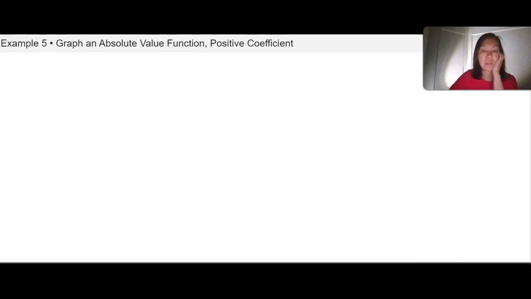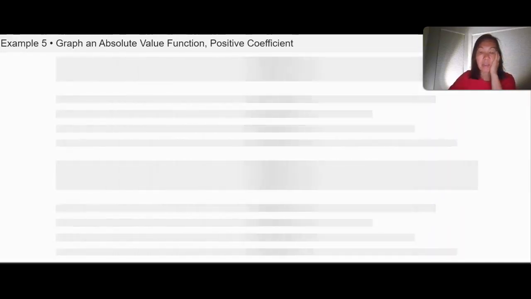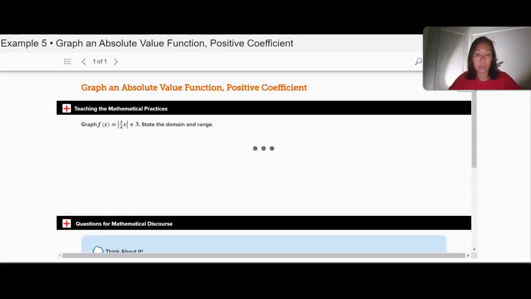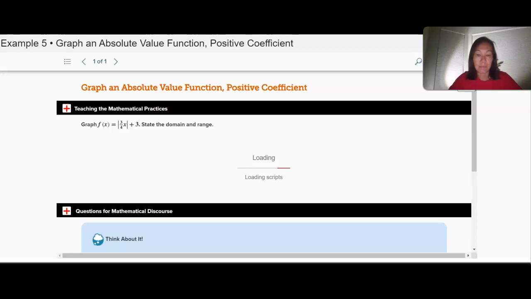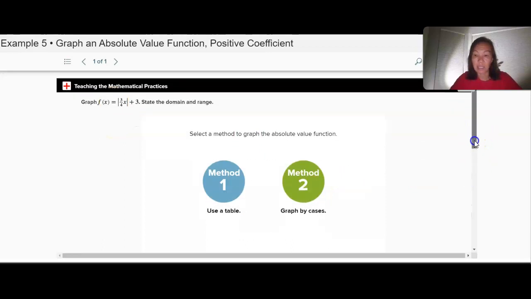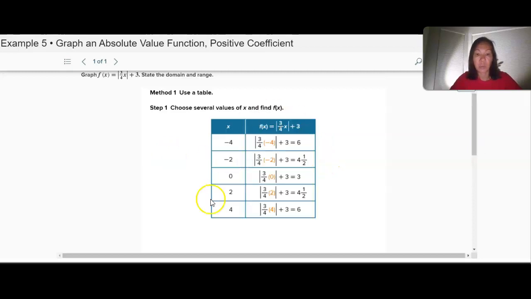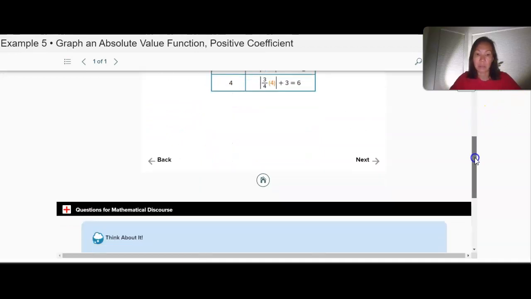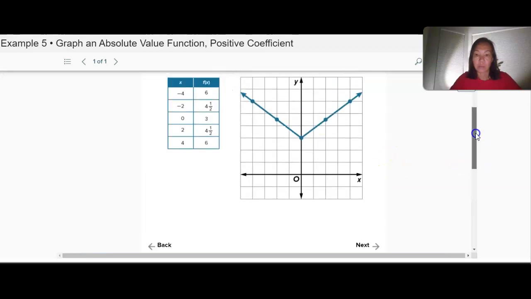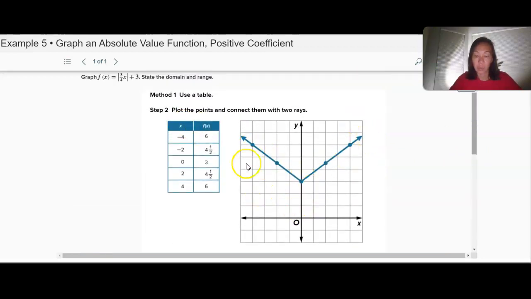So if we want to graph absolute value functions and we have a positive coefficient, you could almost graph this part like you were graphing a line, 3/4 x plus 3. So we could make a table. We can pick some values of x and f of x, probably some negative and some positive, and plug them in. So again, one way to graph anything is to always make a table of values, and then graph all those points, and we should see that V shape right there.